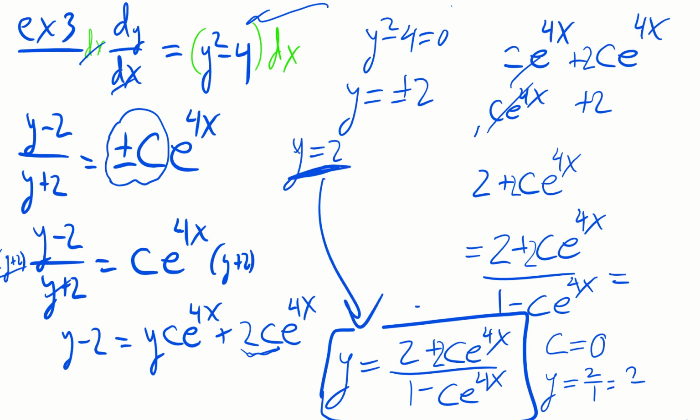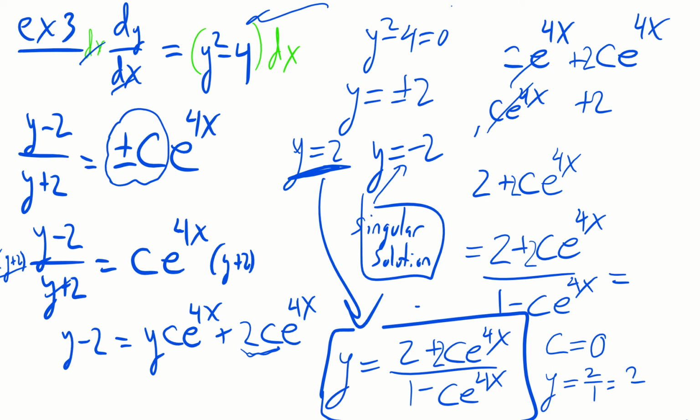We see that the solution y equals 2 can be obtained from this form by choosing the constant value c equals 0. However, it is not possible to get the equilibrium solution y equals negative 2 as a result of taking any value of c. As a result of that, this one is what's referred to as a singular solution.